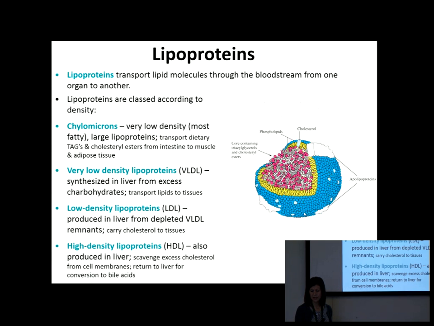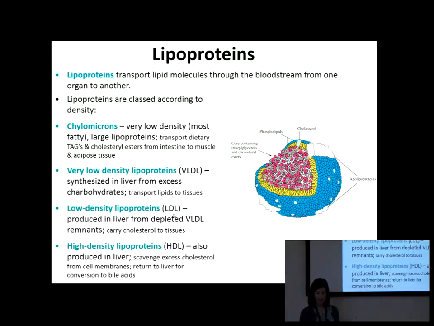Remember I defined an apoprotein? An apoprotein is a protein without the prosthetic group. So this is an apolipoprotein. If you just have those proteins, those lipoproteins without the phospholipids and the core, then it's just going to be nothing. So, all right.